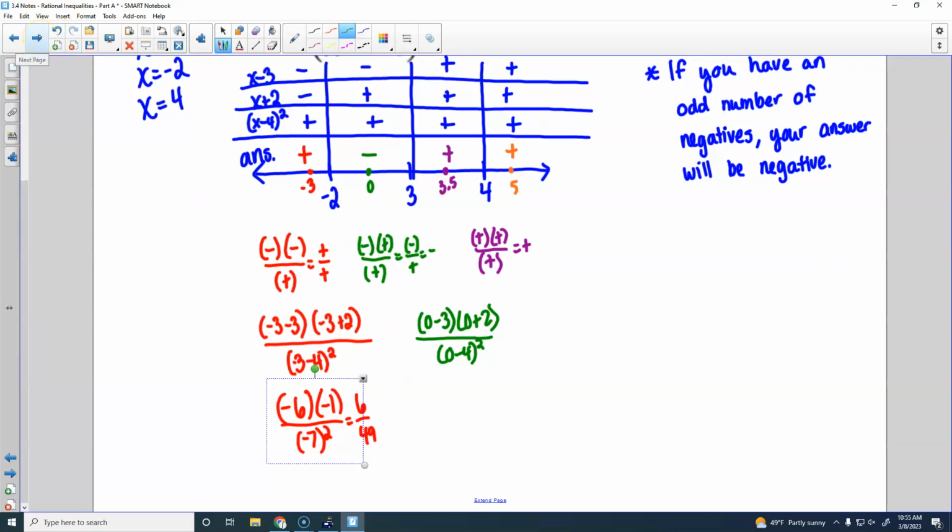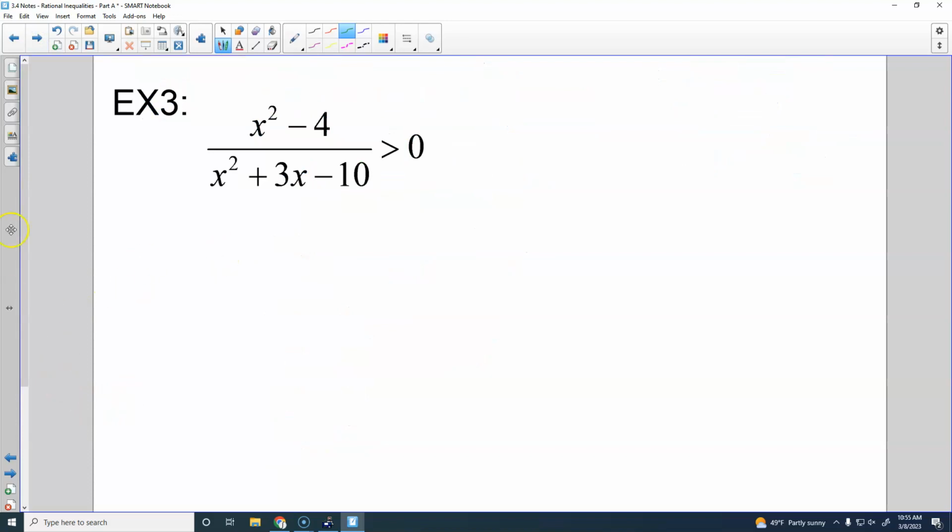And I spent a lot of time explaining it. I can use the chart really fast. And if you do more, you'll see that it can help you speed up on these, but it's not necessary.